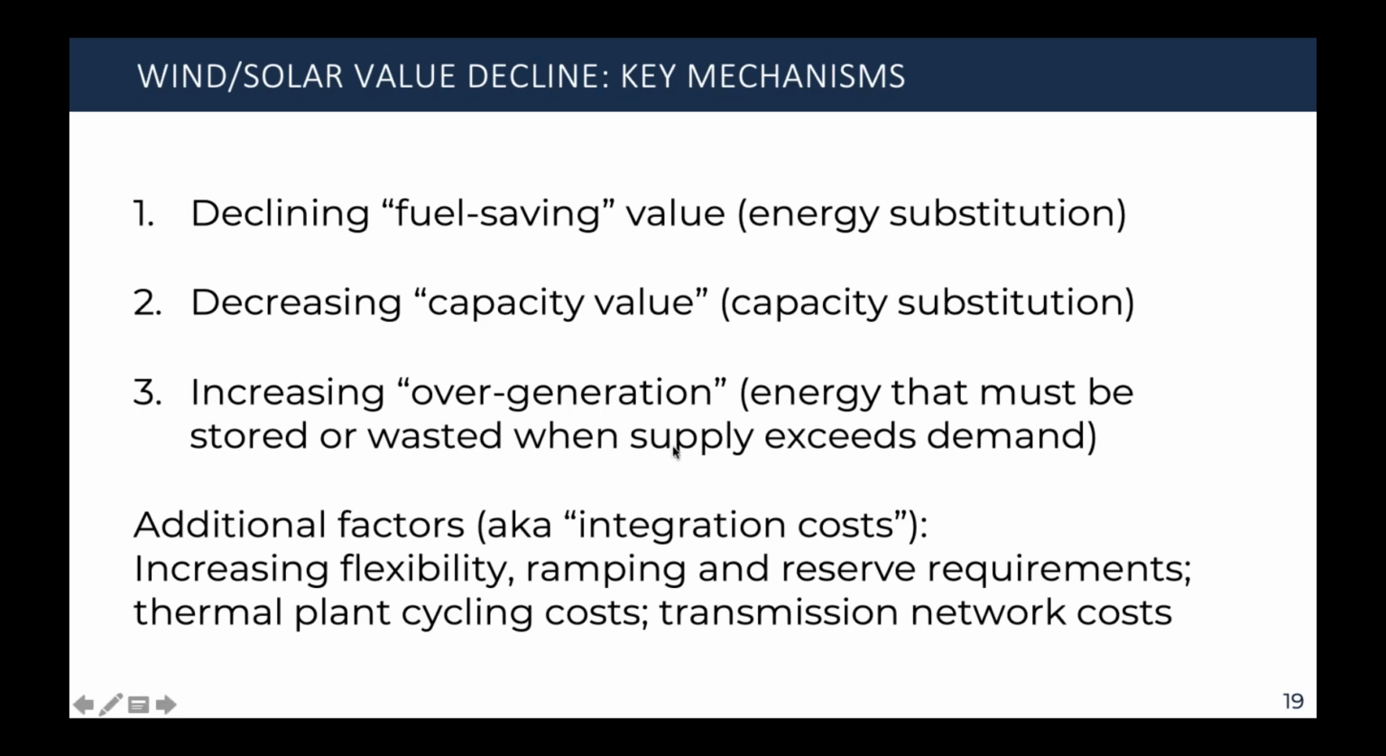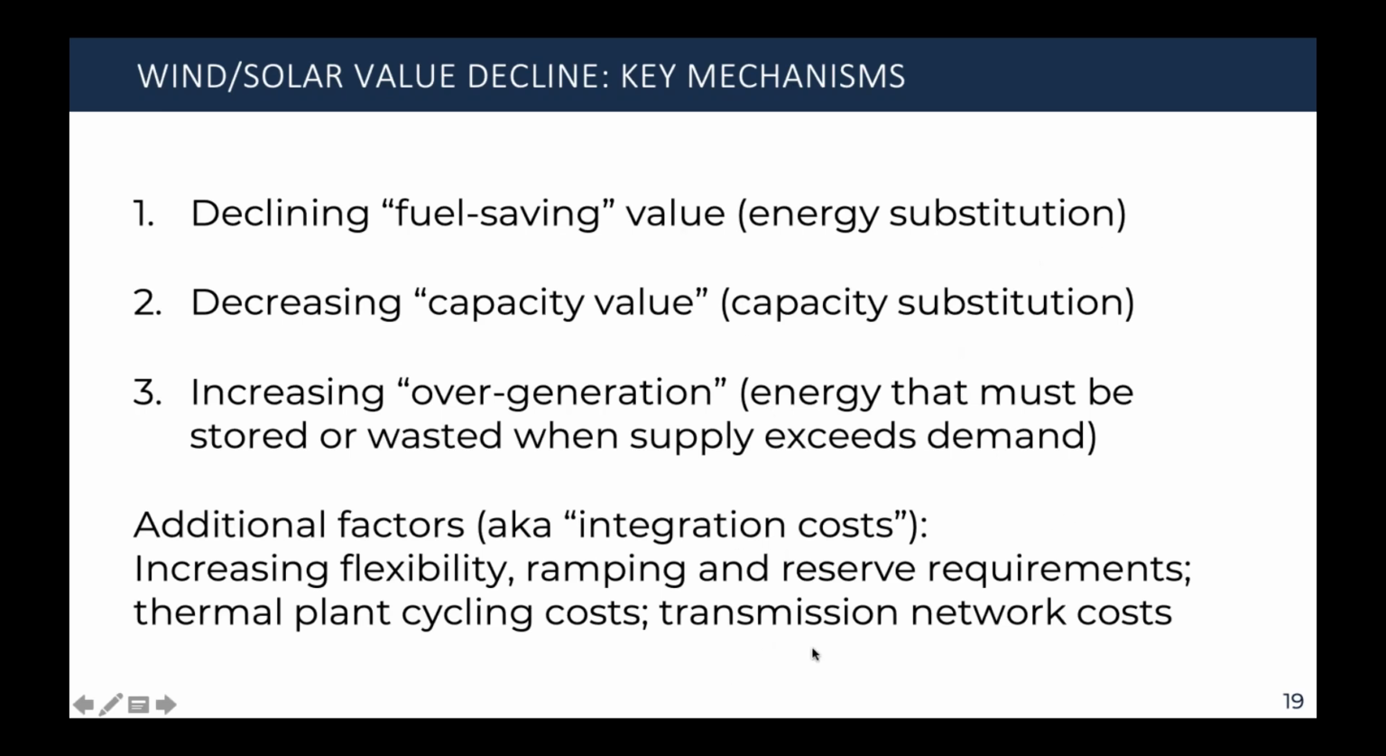I want to note that these value decline factors in our research are found to be much more substantial than the so-called integration costs that are often estimated, which reflect more direct costs imposed on thermal power plants or transmission networks due to the increased penetration of variable renewables. So that's things like the need for increased flexibility or ramping and reserve requirements, the cost of cycling thermal power plants more often, or the need to expand transmission.